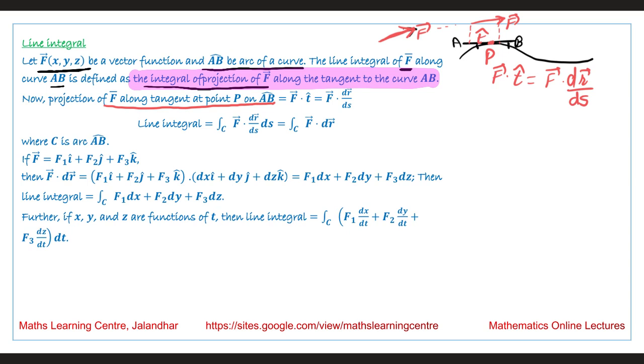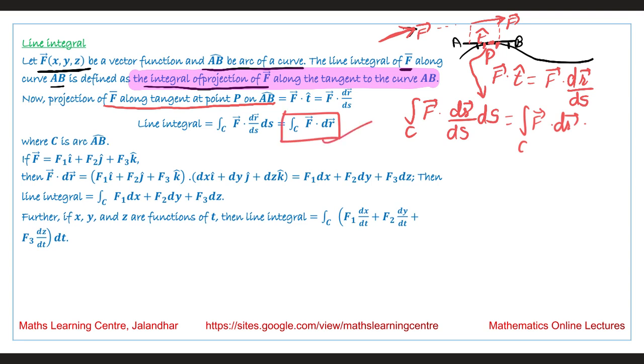So the line integral is defined as the integration over C, which represents this curve, of f vector dot dr vector by ds into ds. We are considering small portions, and these portions are the arc length ds. So this value is equal to the integral over C of f vector dot dr vector. This is the line integral we are talking about.